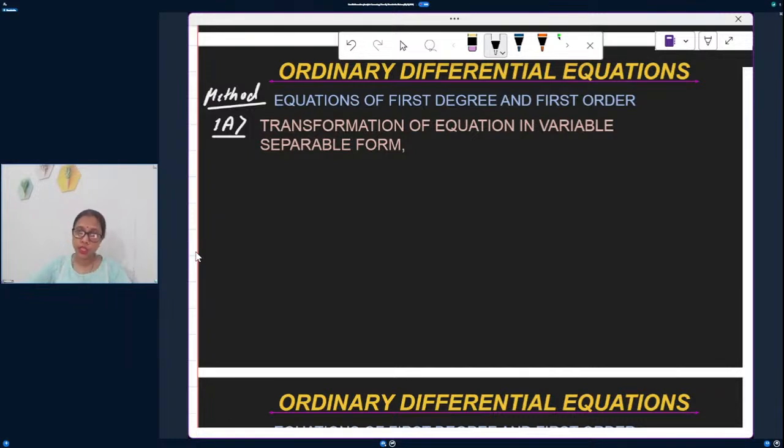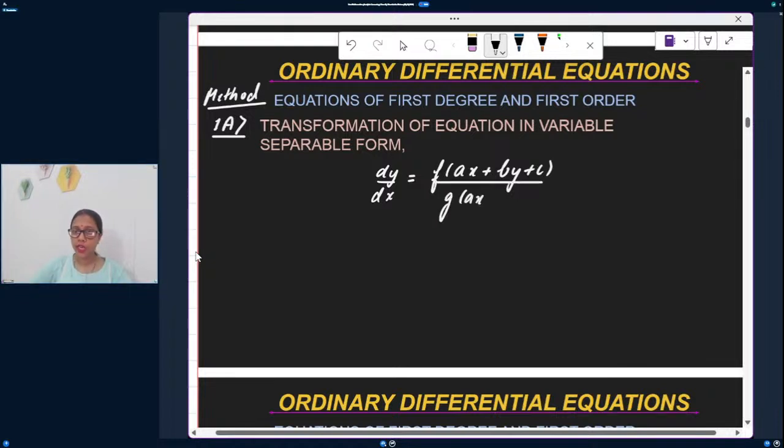All right. So you see, whenever you have dy by dx of this form, a function of ax plus by plus c divided by another function of ax plus by, this may not look like you can separate the variables, but actually, with a simple substitution you can do that. Substitution: put ax plus by plus c equals t. With this substitution you can transform it into the variable separable form. Let's see a question.